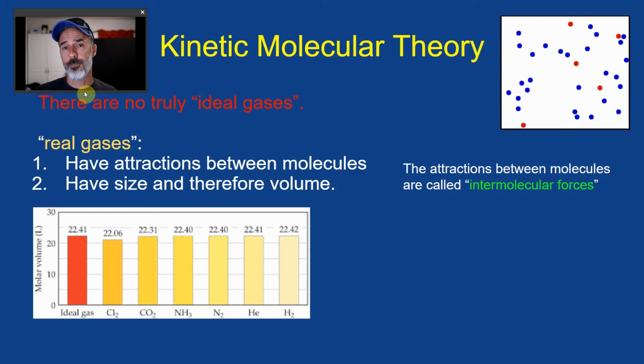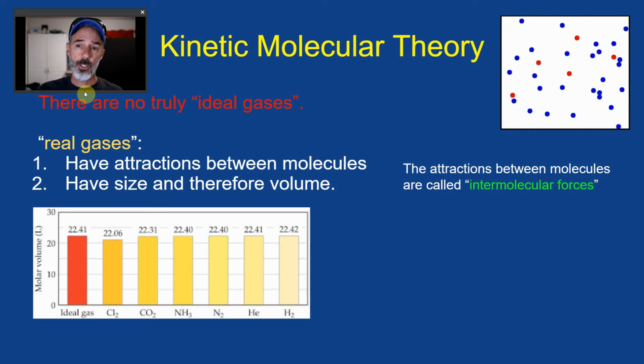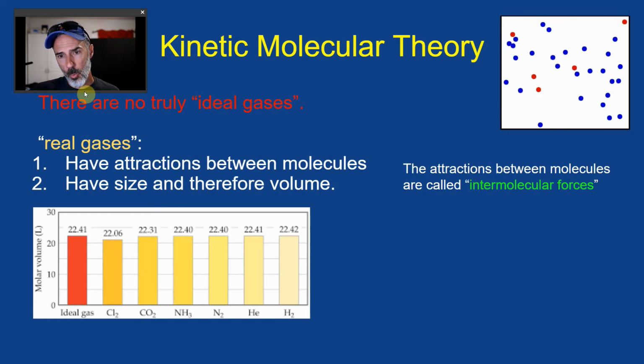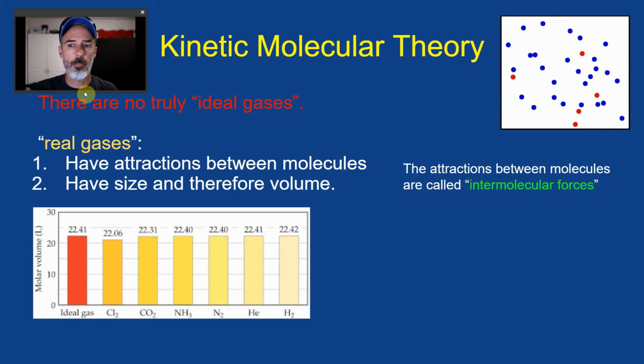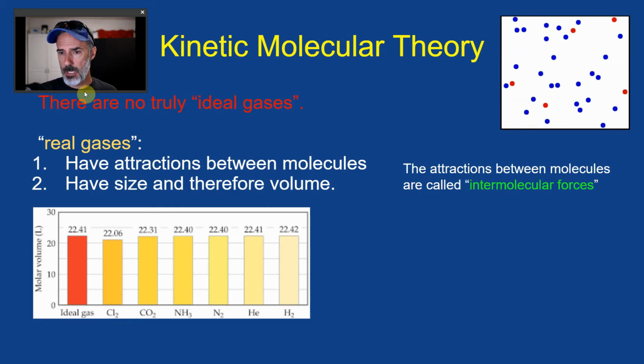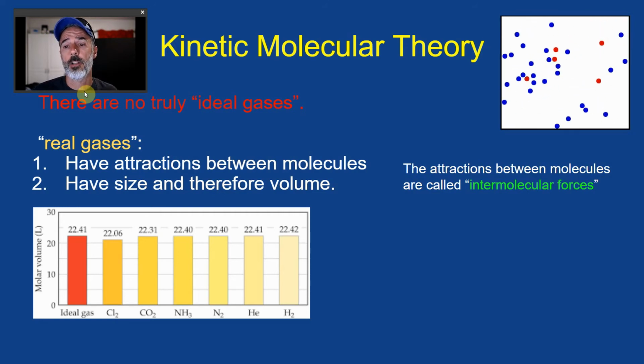Those attractions are called intermolecular forces. Now, the next unit we're about to do is all about those forces. We're going to be looking at what causes these gases to not behave in an ideal manner. And there are a lot of different names for these forces. They behave in different ways, so it's not just one attraction.